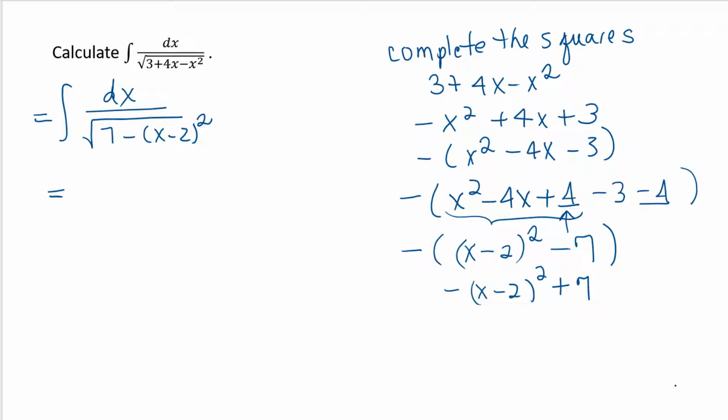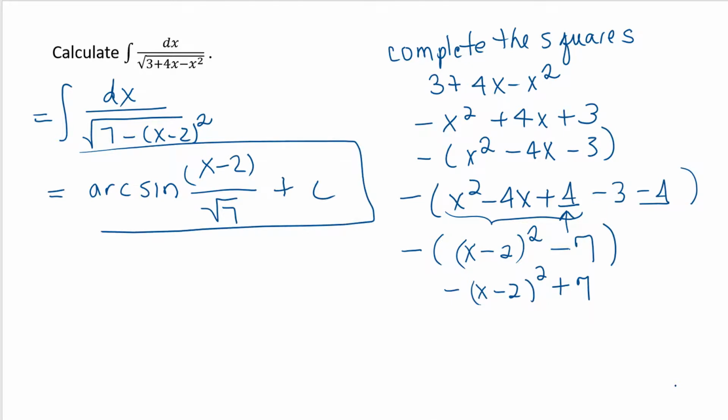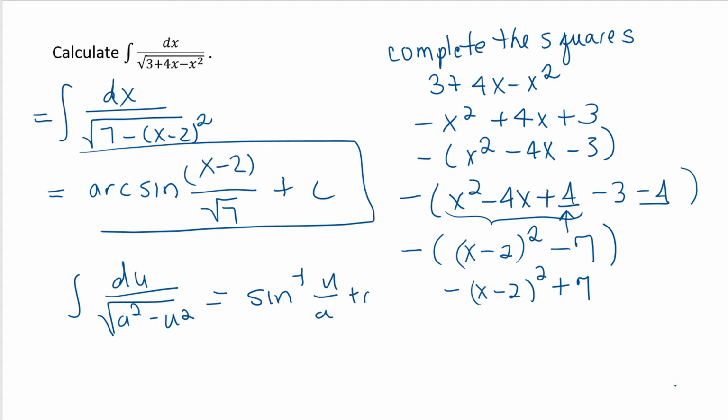This, using the formula for sine inverse or arc sine, is going to be the arc sine of the x minus 2 term, which was squared, divided by the square root of 7, plus c. Okay. As a reminder, we use the integral du over the square root of a squared minus u squared is the sine inverse of u over a plus c.